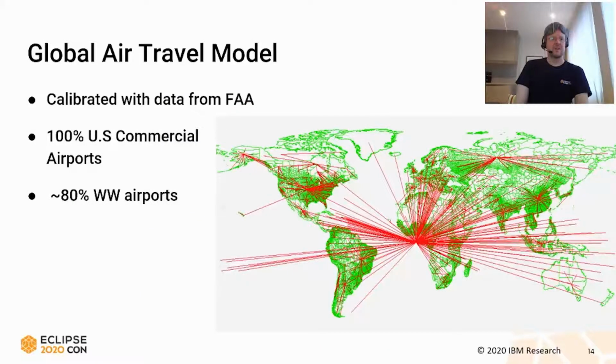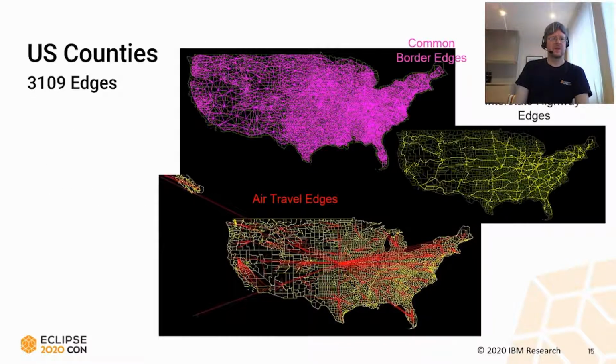STEM includes global air travel models based on data by the FAA. Every commercial US airport is included, as well as approximately 80% of all other airports around the world. The US counties and states are modeled in several ways. The common border edges, interstate highway or train, although the latter is not so important in the US as it may be in other countries, and of course air travel.